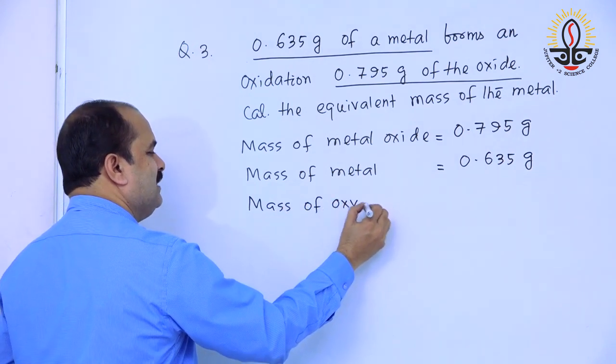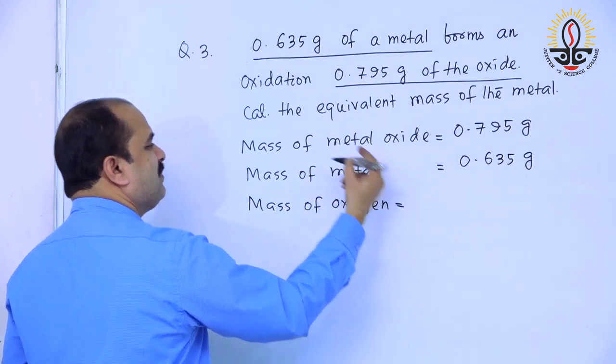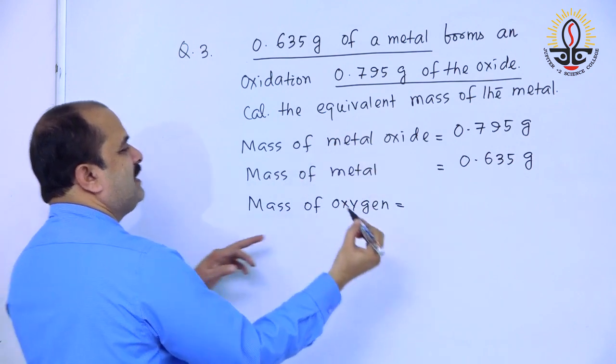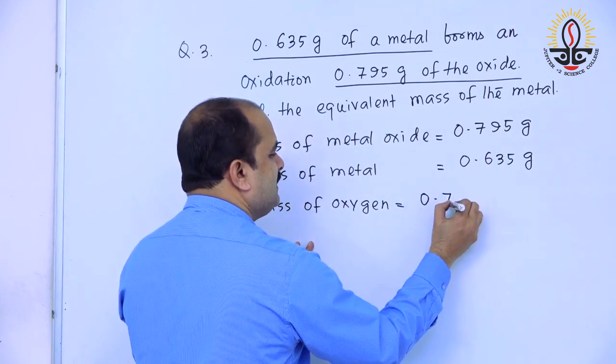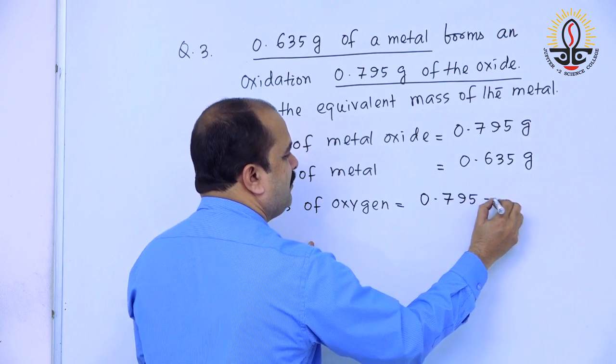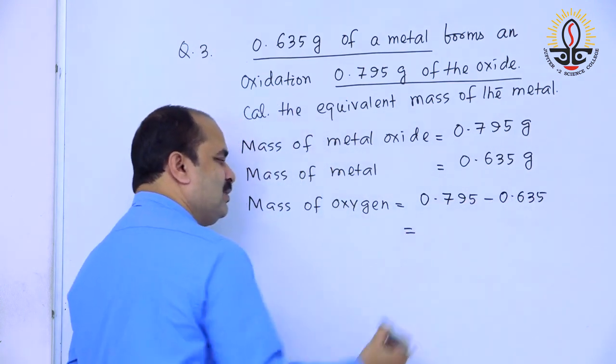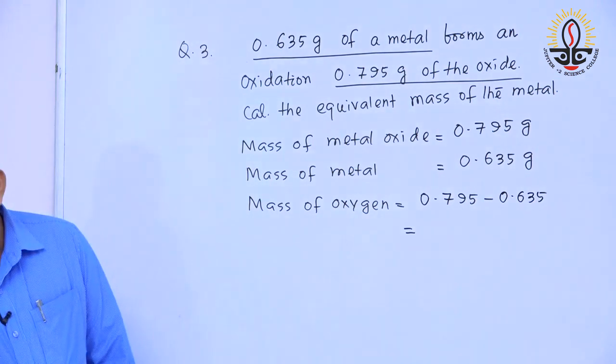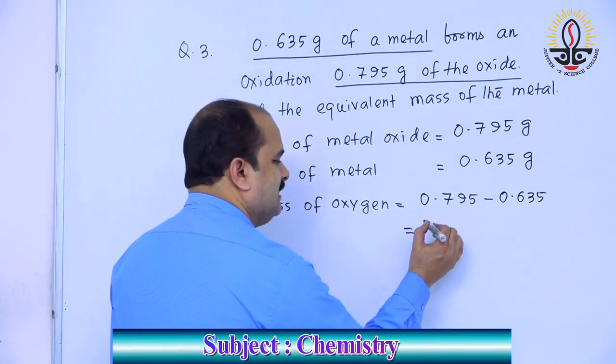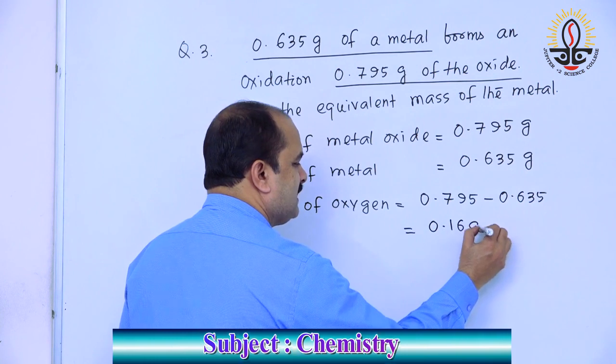Mass of oxygen is equal to mass of metal oxide minus mass of metal. So 0.795 minus 0.635 is equal to 0.16. It is equal to 0.16 gram.